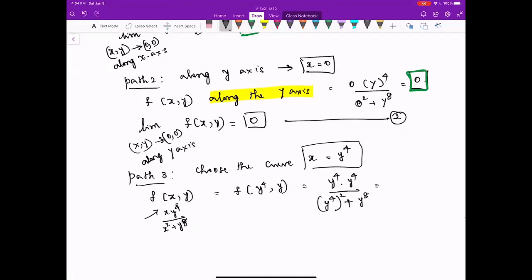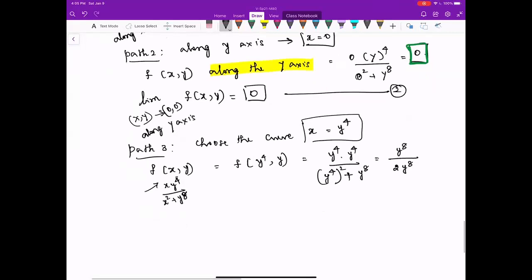So you get y to the power 8 in the numerator divided by y to the power 8 plus y to the power 8, which is 2y to the power 8. Because now (x, y) is approaching (0, 0), x is approaching 0 and y is approaching 0, but it's not equal to 0. So when you consider the limit as (x, y) approaches (0, 0) of f(x, y), you get y to the power 8 here, y to the power 8 here.